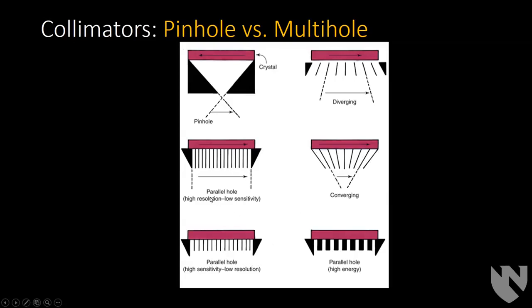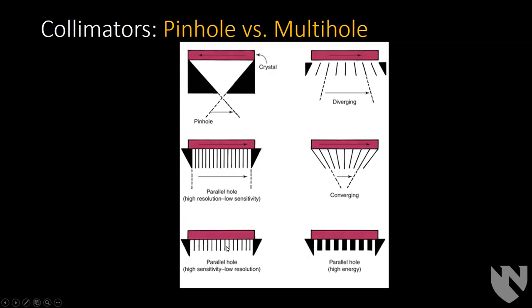The parallel-hole collimators have several different kinds. If you want higher resolution but lower sensitivity, you could have longer septa. If you want high sensitivity, so you pick up more photons, you might get more noise, or some photons that are not exactly going parallel might be able to squeak through, but you'll have higher counts.